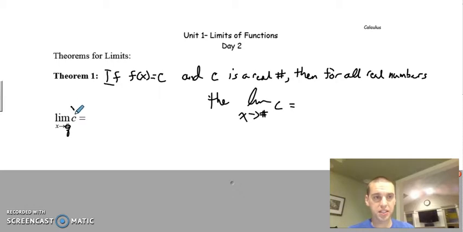Now what is c? So we've got to think back to last lesson. Last lesson we said the limit as x approaches a certain number of f of x. So we're saying that's f of x. Well, what is f of x? Another way to write it is y. And so we're saying that y equals c. So let's think about that. y equals c. What does that look like on a graph? Well, y equals 6. That's a straight line.